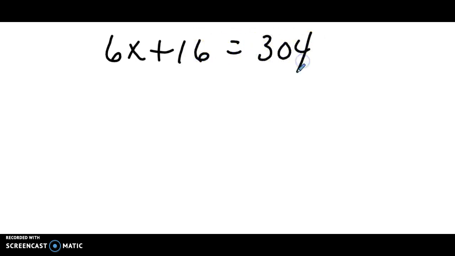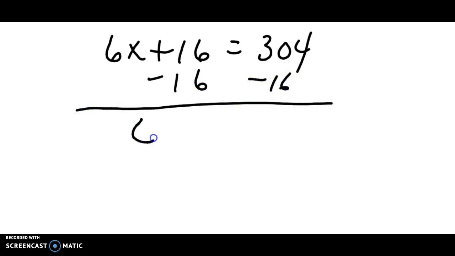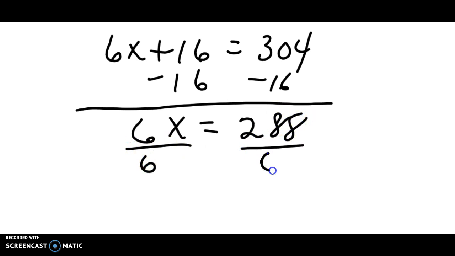Let's solve for x. So 6x plus 16 equals 304. We're going to subtract 16 from both sides. It gives us 288. You divide both sides by 6, and x equals 48. So let's go by our rule, though. So we have 48 is our first number.